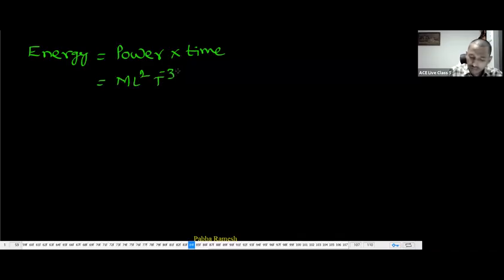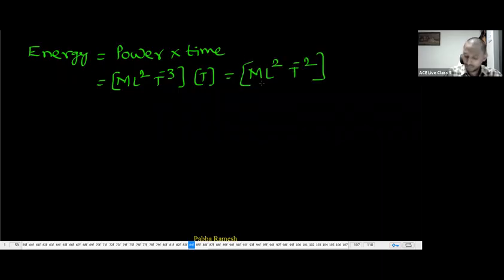Right. After that. Sir, what is the energy? Energy is equal to power into time. What is power? ML square T minus 3 into T. What is that? ML square T minus 2. Clear? Right. Finally, torque. Now, again, I'm expecting the correct answer.